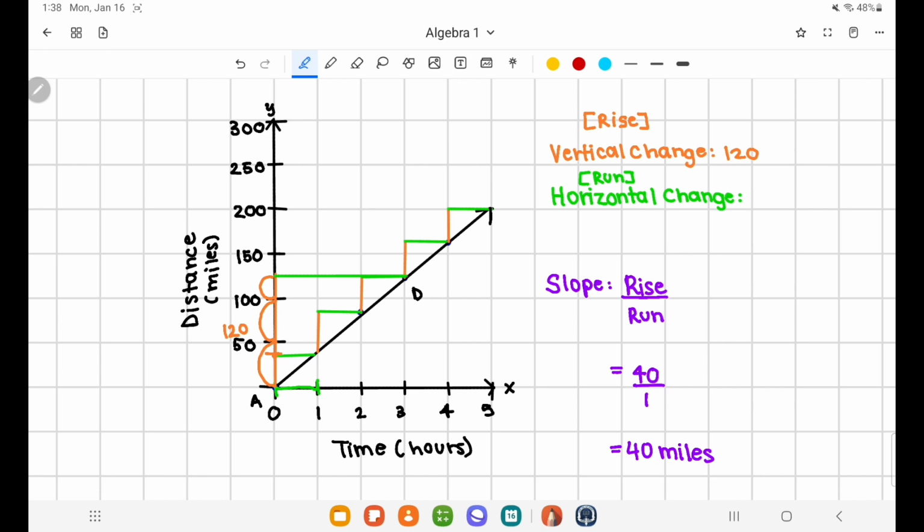Now let's do our horizontal change. We have 1, 2, 3. So now we can find the slope. Rise over run. Now you might think this is obviously different, but you actually cannot determine that until you simplify.